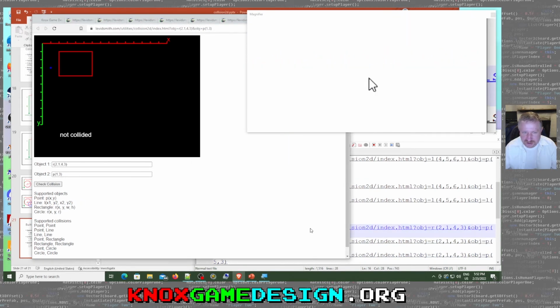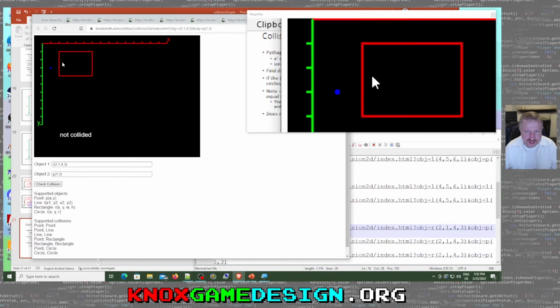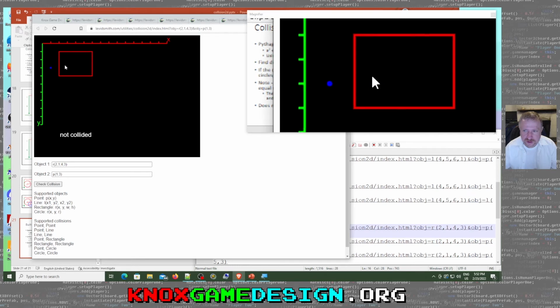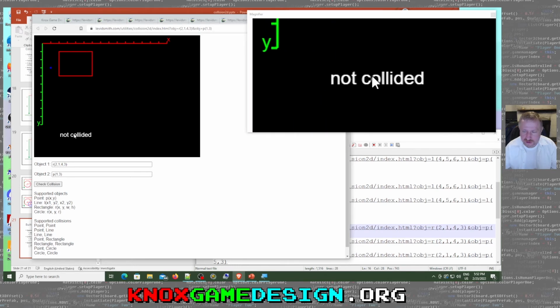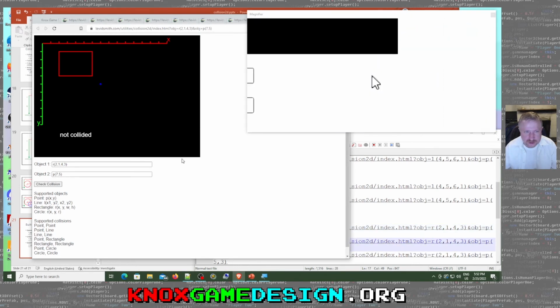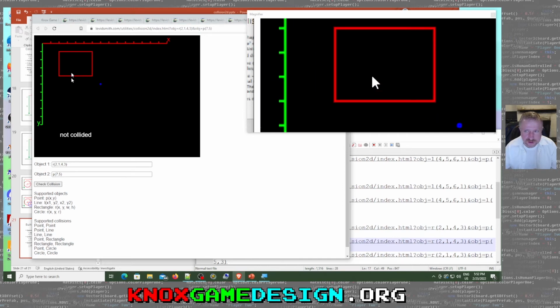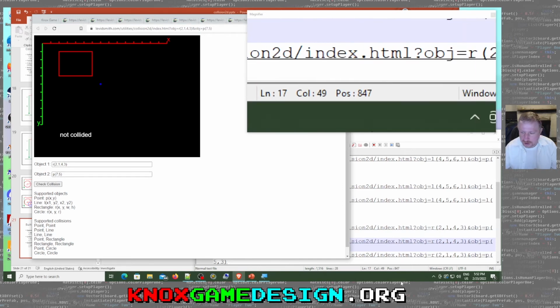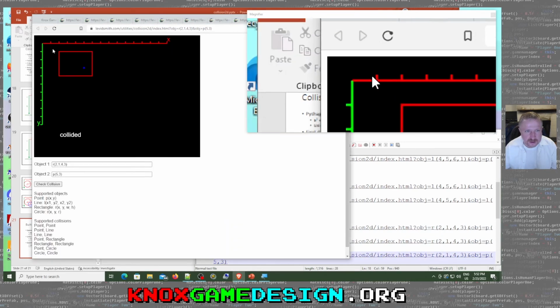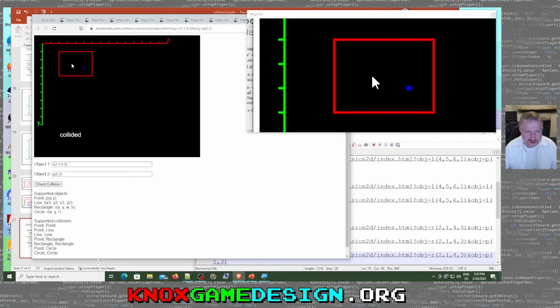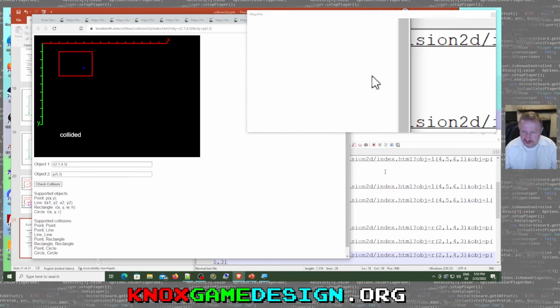So here's a point rectangle. So here's the one with just the 4 checks. Rectangle 2, 1, 4, 3 and a point of 1, 3. It's to the left, so they don't collide. Here's a point to the right and below. They don't collide. Here's a point inside, so 5, 3 is completely within the rectangle, so those two do collide.